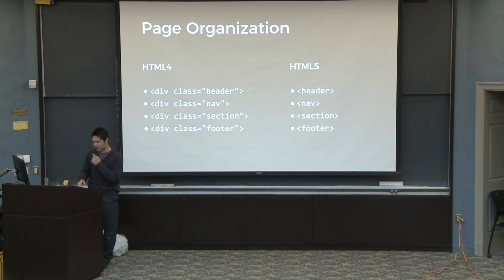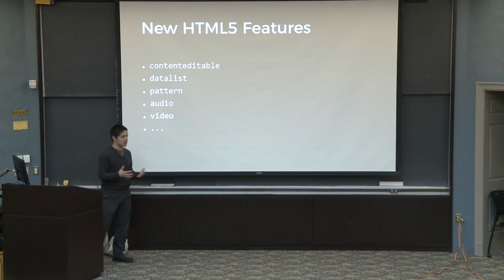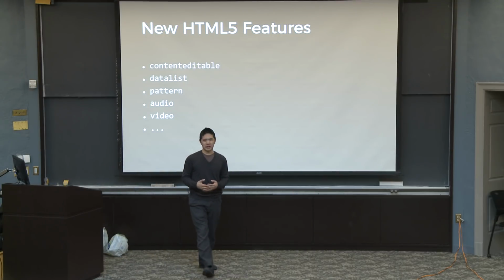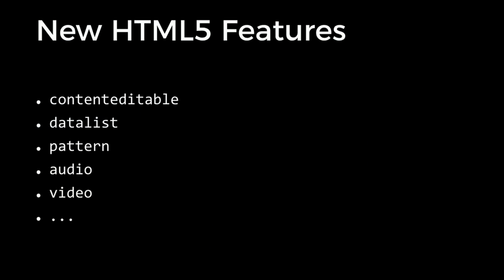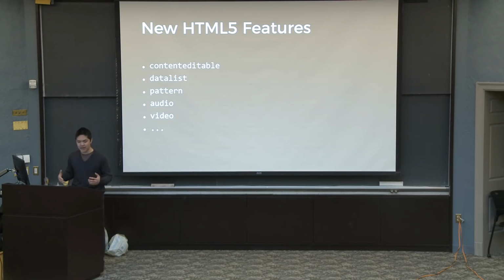There are some new features that we can take advantage of. There are a bunch of them, but a small list are here. One is content editable, which makes it very easy to create sections of the HTML page, elements within the HTML page that you can edit. You might imagine that this is great for a blogging site, for instance, where you want to go back and edit a blog post. It becomes very easy to create something that is content editable.